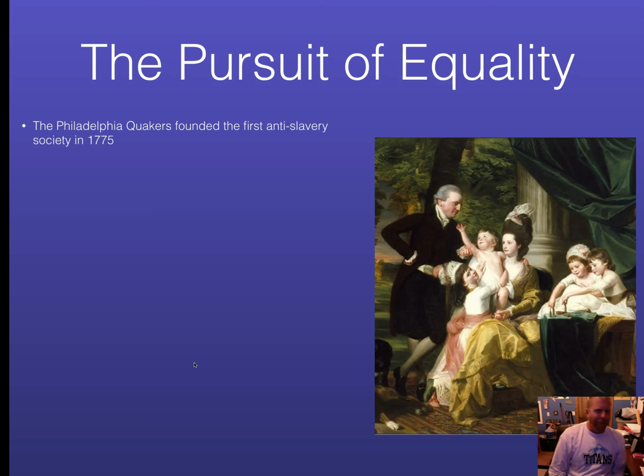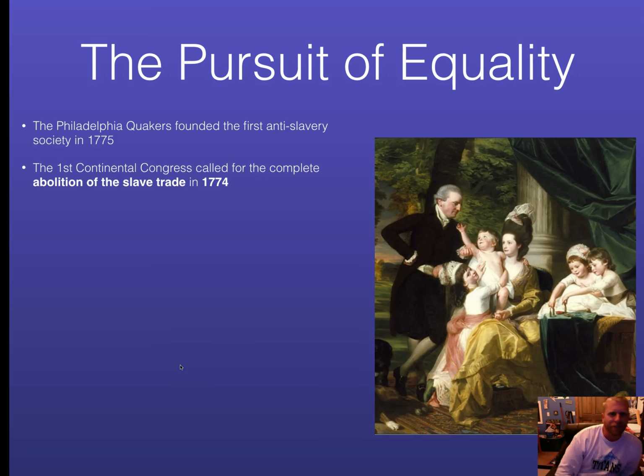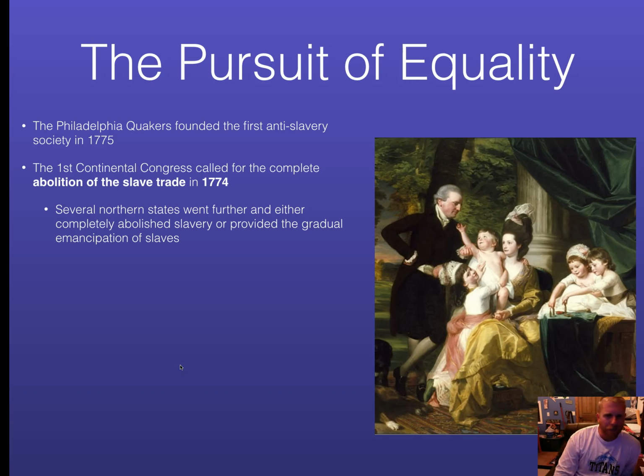The Quakers, remember, the people who believe everyone's special. You're special. They founded the first anti-slavery society in America in 1775. All the way back in 1774, the First Continental Congress called for a complete abolition of the slave trade. The idea was if you stop the importation of slaves, eventually slavery would die out, and the peculiar institution, as Southerners called it, would eventually go away. And so they did grapple with this idea of equality on one hand, and yet you're owning people on the other. Several northern states went further and either completely abolished slavery or provided for the gradual emancipation of slaves.